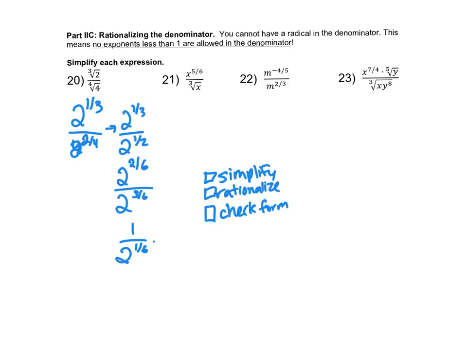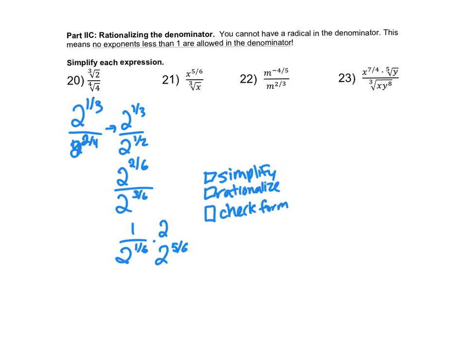Now I need to rationalize. I know that I have an irrational number in my denominator because I have a fractional exponent. So I need to figure out, what do I need to multiply by so that this 1/6 becomes the next whole number, or 6/6. Since I'm multiplying like bases, I'm really saying, what do I add to 1/6 to get to 6/6? And that is 5/6.